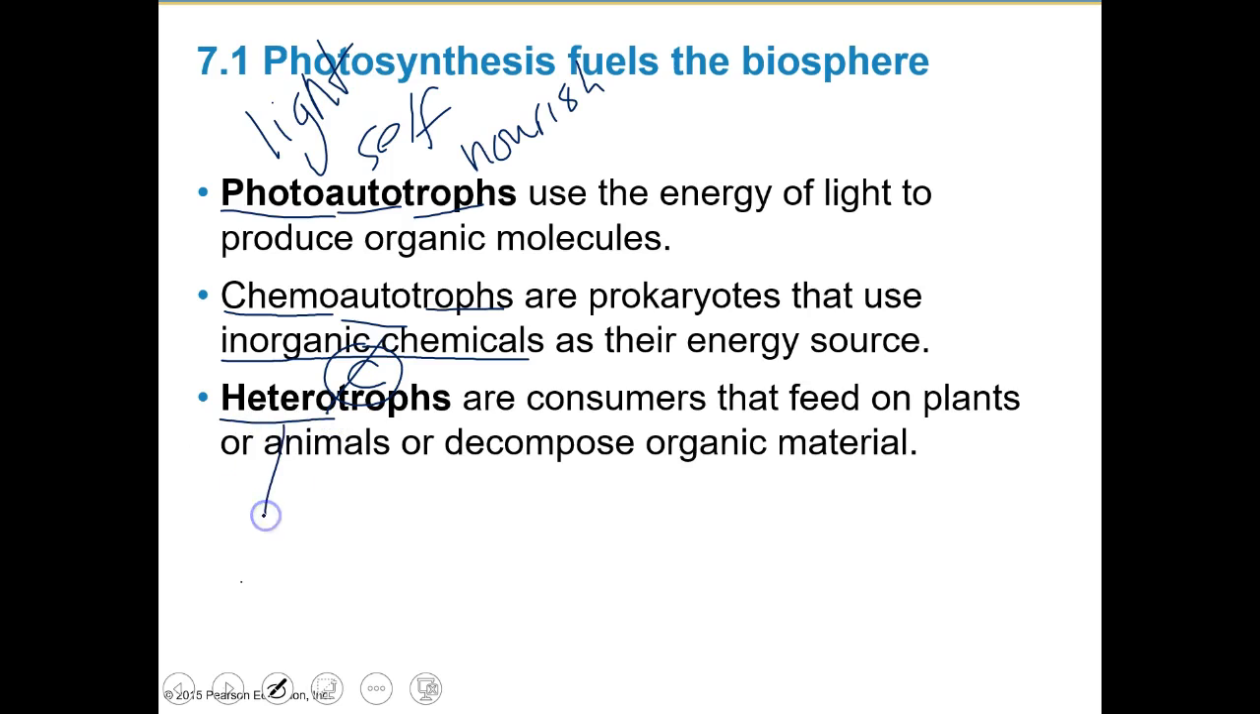Heterotrophs, hetero means different, this would be us. So hetero means different, and troph is still nourishment.